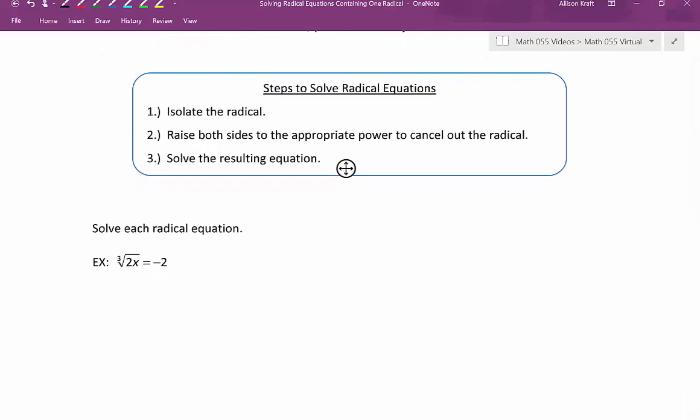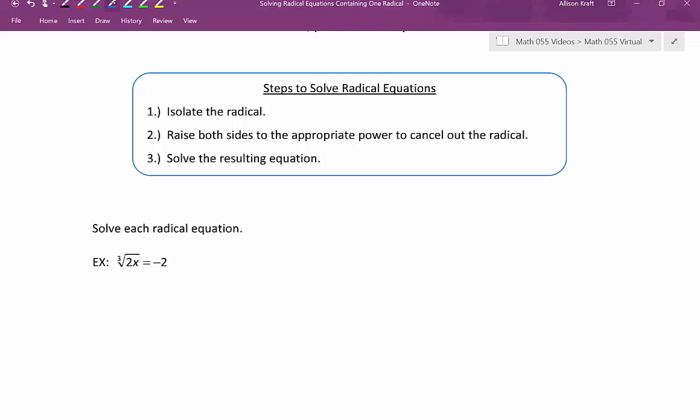So, our steps to solve: you want to start by isolating the radical. Then you're going to raise both sides to the appropriate power to cancel out the radical. So if it's a square root, we're going to square. A cube root, we're going to cube. Then solve the resulting equation.